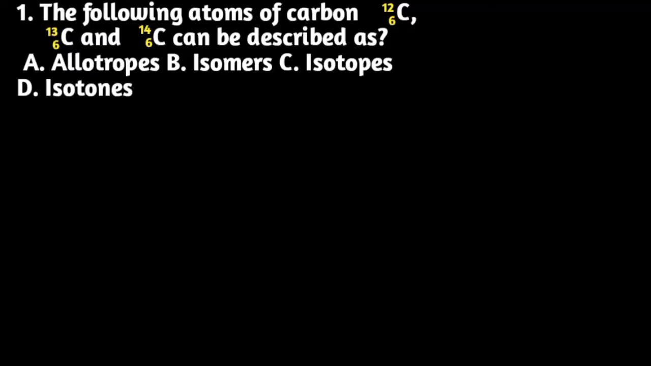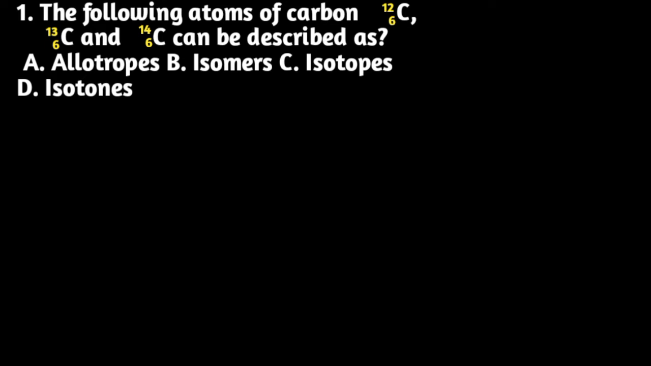So we have 50 questions to run through in this session. Now the first question is: the following atoms of carbon-12, carbon-13, carbon-14, all atomic number 6, can be described as that. From the options, as you can see, we have allotropes, isomers, isotopes, and isotone.